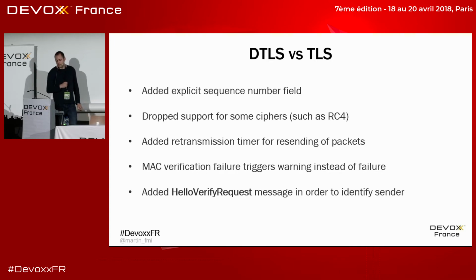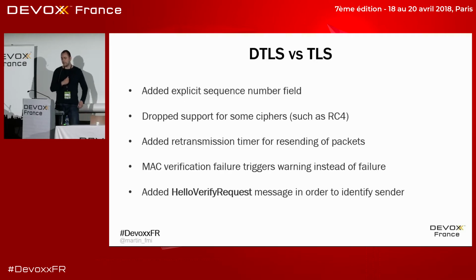So one of them is that in DTLS you have a new field added to the protocol message, which is called sequence number, explicit sequence number. As you know, in UDP, the order of packets that is delivered between the parties is not guaranteed, so you need to have some way on the application side to reorder messages. And for that reason, you have the sequence number field added to DTLS.